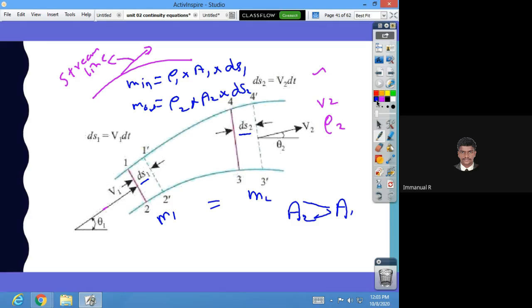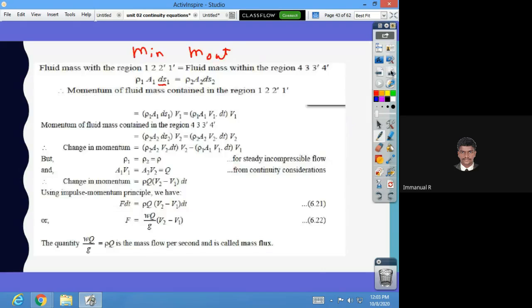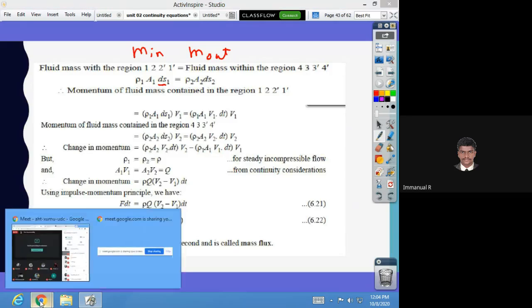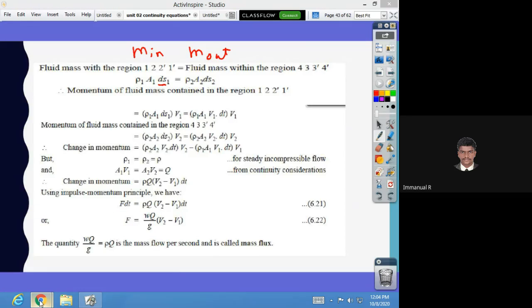Okay, so right now I will find out the mass. Next, I will move further on the derivation. So this is a simple derivation. Next, I will find out the momentum of the fluid mass contained in the region 1-2-2'-1'. So I will take the first one, that is this one.